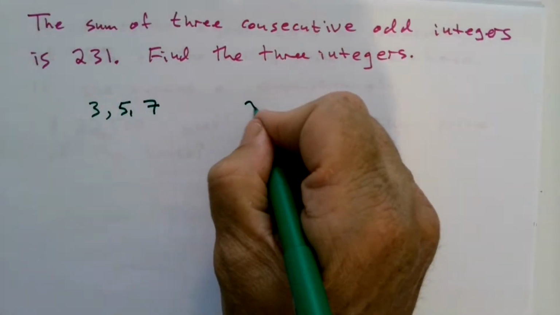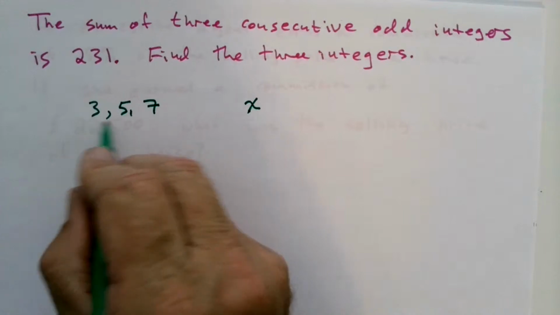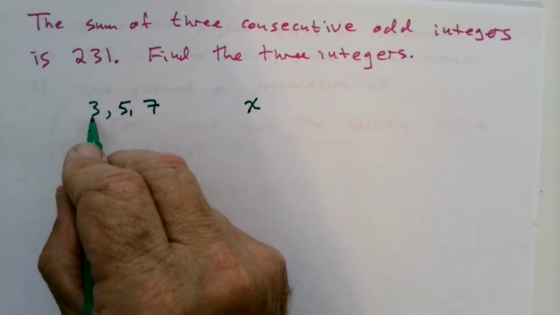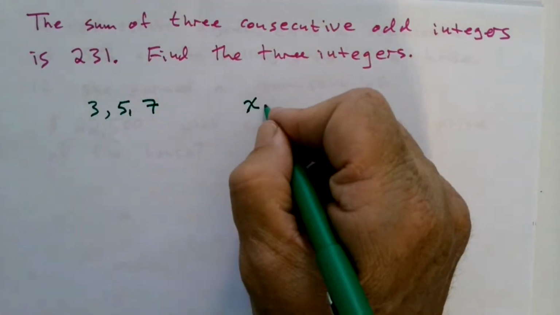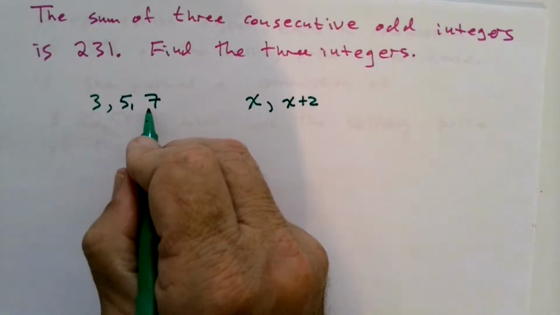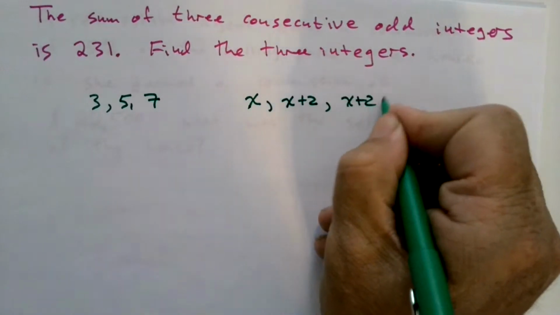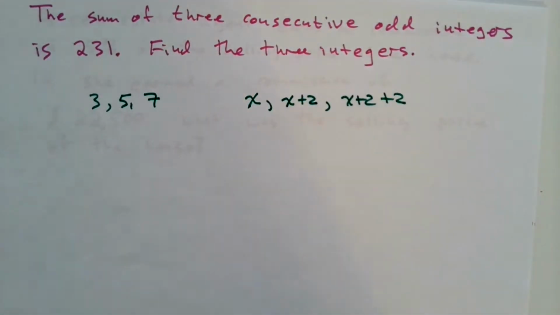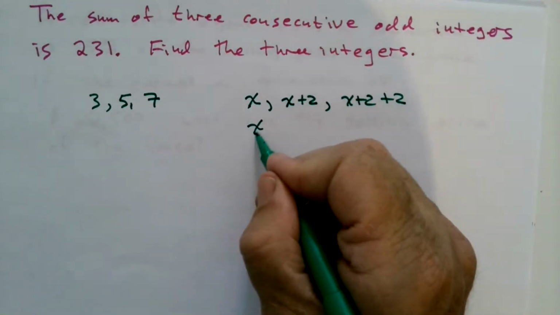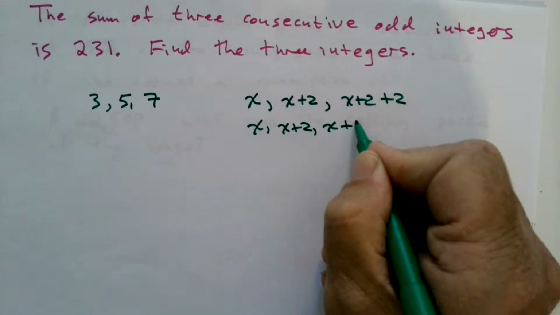If the first one is x, if 3 is x, what is 5? To get the next odd number, you start with 3. You've got to add 2 more to it. So the next one after that would be x plus 2. And 7 would be 2 more than that one, so x plus 2 plus 2. So we add 2 again. So my three odd integers together would be x, x plus 2, and x plus 4.